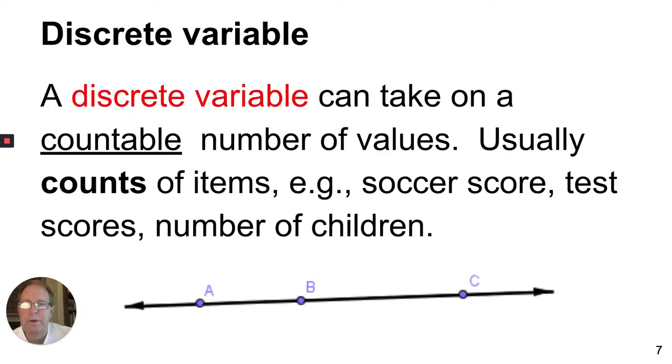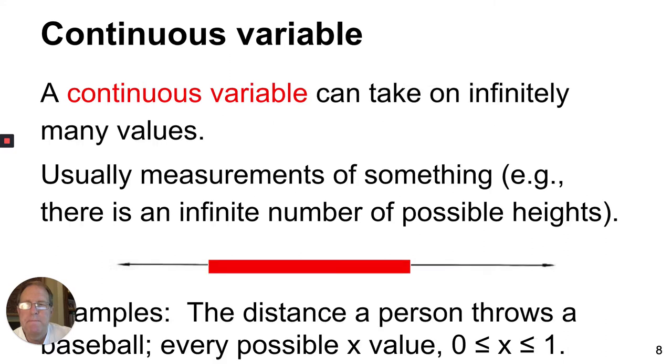A discrete variable can take on a countable number of values, usually the counts of items such as soccer scores, test scores, number of children. But we are able to count the number of possible values. A continuous variable can take on infinitely many values, and usually this is the measurement of something, such as there are an infinite number of possible heights for students in our classroom. Other examples: the distance a person can throw a baseball, or every possible x value where x is between 0 and 1. These are continuous variables.